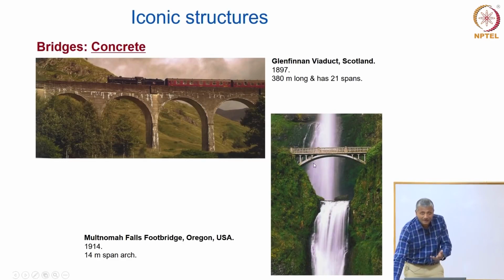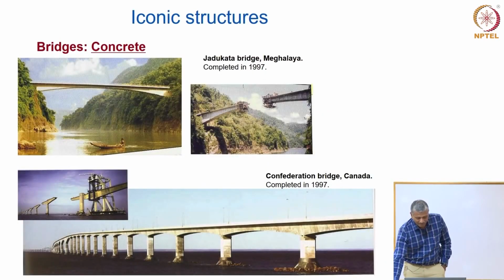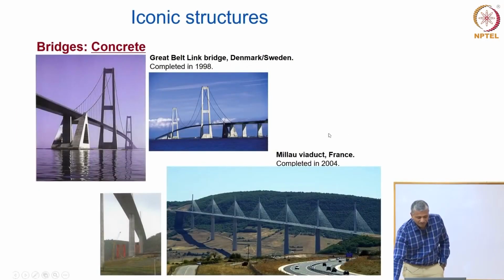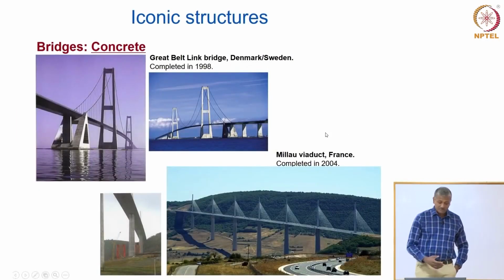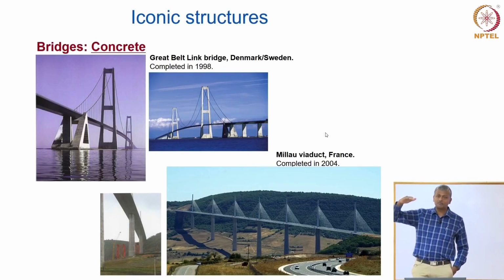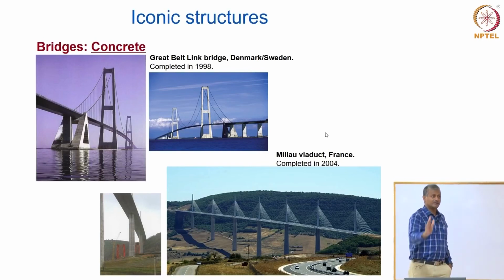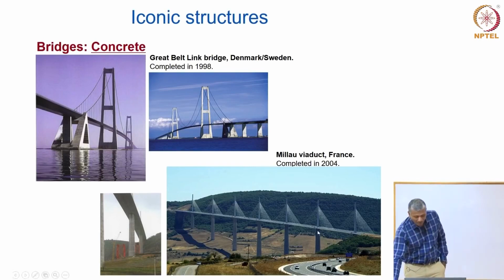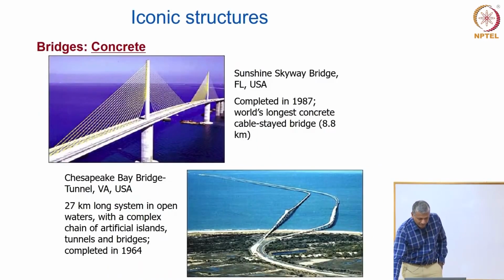You can see the kind of difficulties they must have had in actually assembling this kind of a structure in that place. Then you have, of course, Confederation Bridge in Canada, and you have the Great Link Bridge in Denmark, Sweden, which is actually an extensively long bridge. It also converts into a tunnel in between. So the road basically goes on a bridge and gets into the tunnel and then comes out again in a bridge. The Millau Viaduct in France again is a very popular structure that people often put in their presentations.